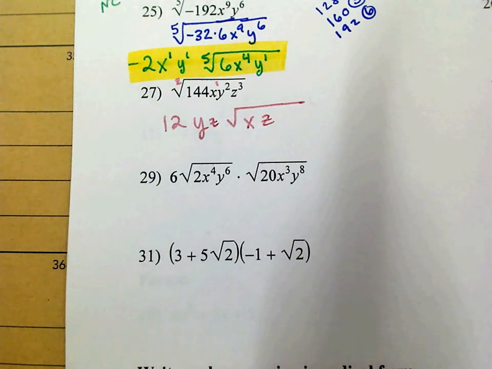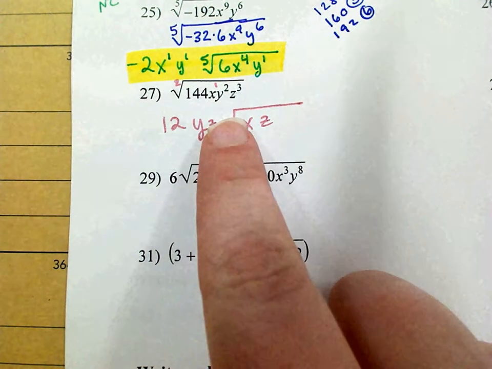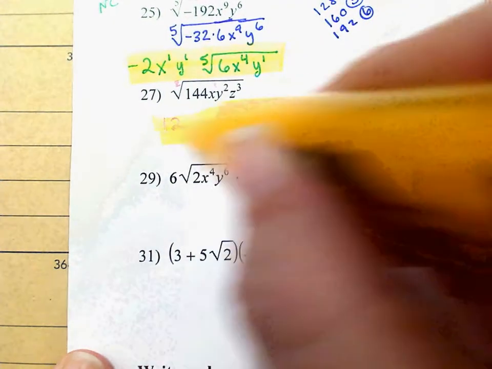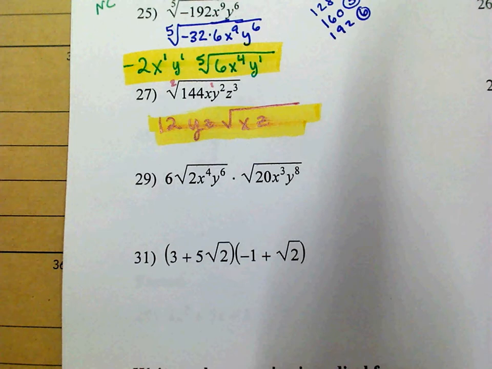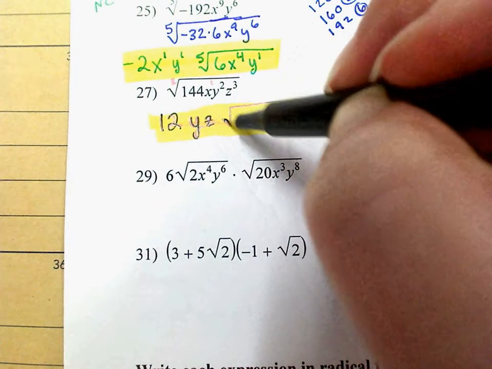On the last test, I had to count off a lot of little quarter points for not putting the root right there. If it was a cubed root, we forgot to put the 3 there. But that's basically it. Oh, well, that's smudged. 12yz times the square root of xz.